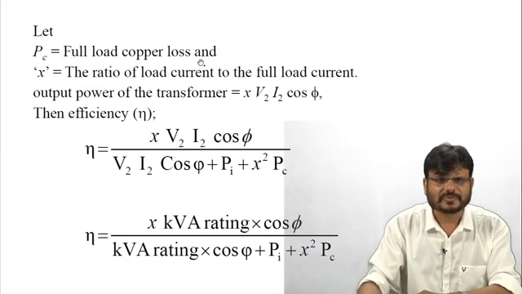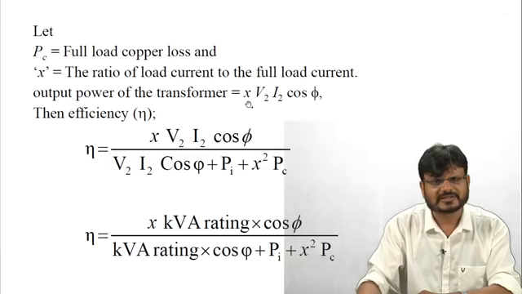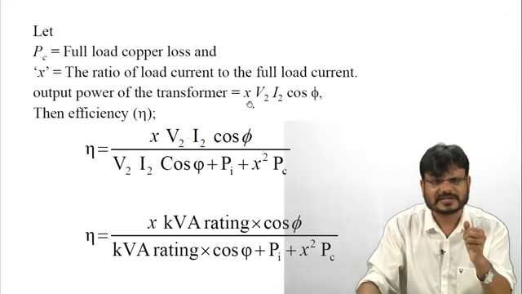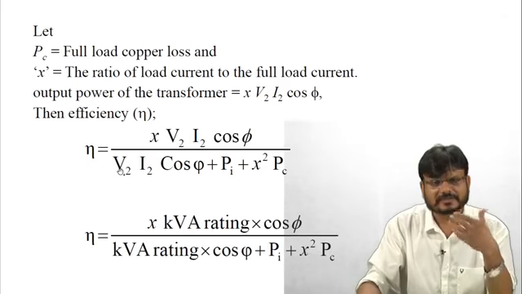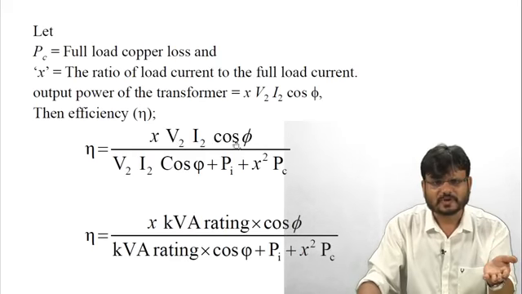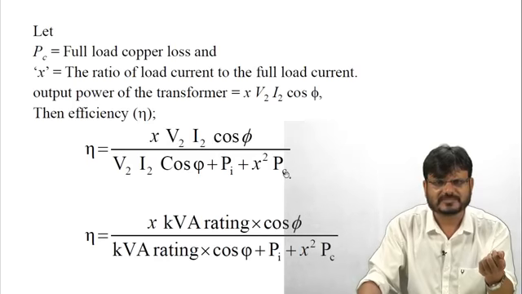Let PC be the full load copper losses and X be the ratio of the load current to the full load current. So the output power can be written as X times V2I2 cos phi. This X is nothing but a fraction. So the efficiency at any particular load can be written as output power, that is X times V2I2 cos phi, upon input power. Input power is the output power plus the iron losses plus X square PC. So efficiency is equal to X V2I2 cos phi upon X V2I2 cos phi plus Pi plus X square PC, right?